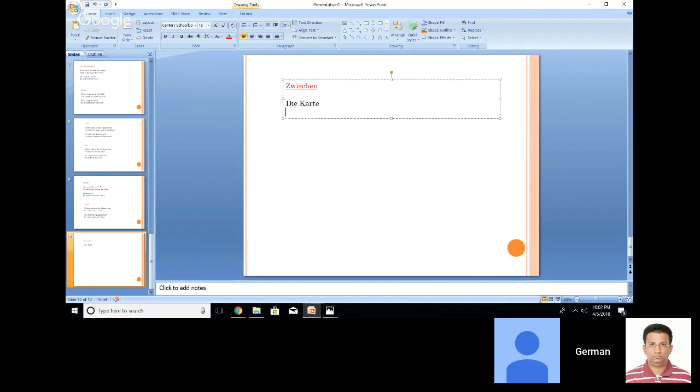Wohin stelle ich die Karte? Yes. Ich stelle die Karte zwischen die Bücher. Yes, very good.